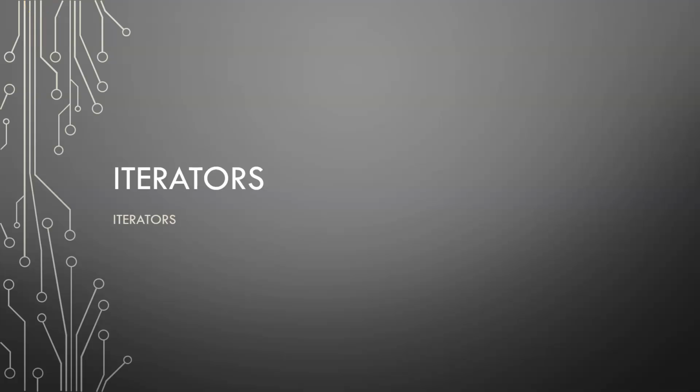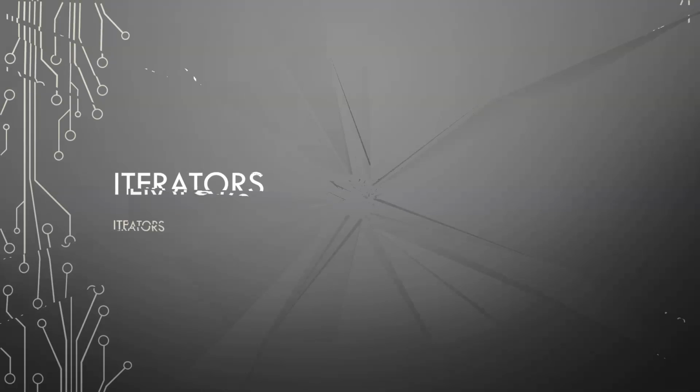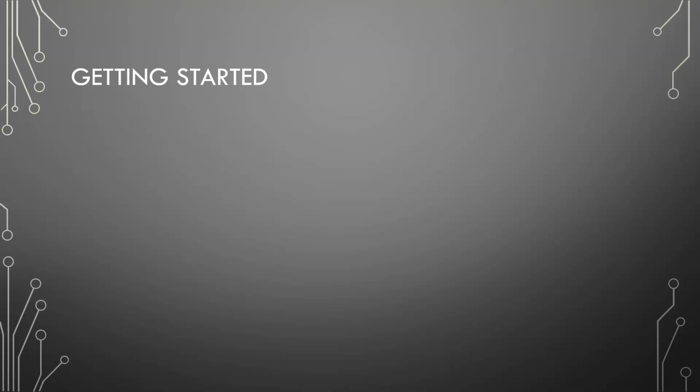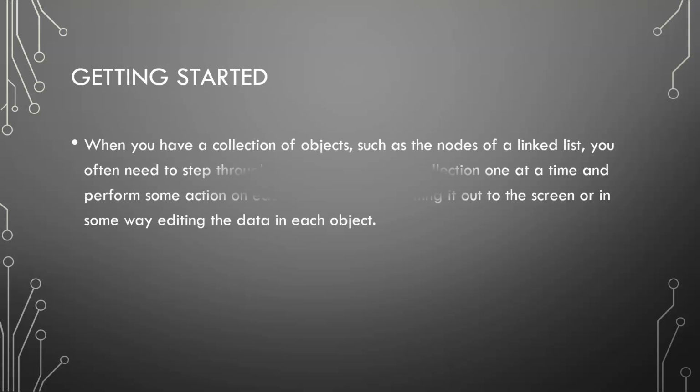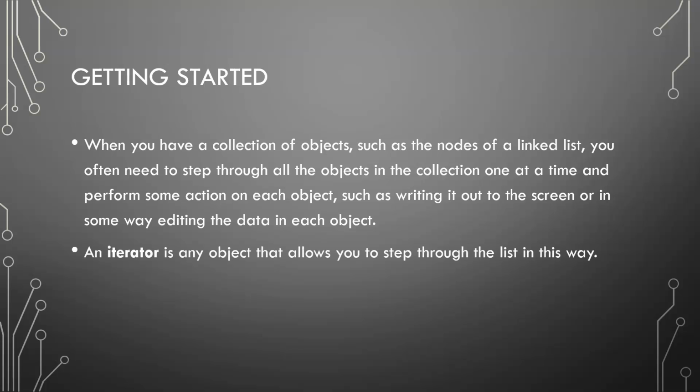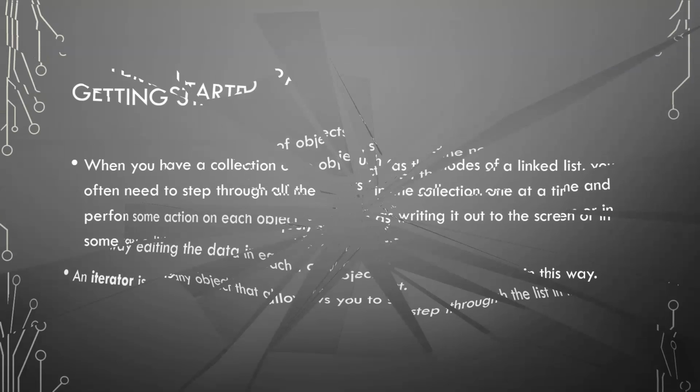And welcome back, students. As we continue our next topic in programming with linked lists, we're today going to discuss that of iterators. So getting started with today's topic, when you have a collection of objects such as the nodes of a linked list, you often need to step through all the objects in the collection one at a time and perform some action on each object, such as writing out to the screen or in some way editing the data in each object. Well, an iterator is any object that allows you to step through the list in this way.